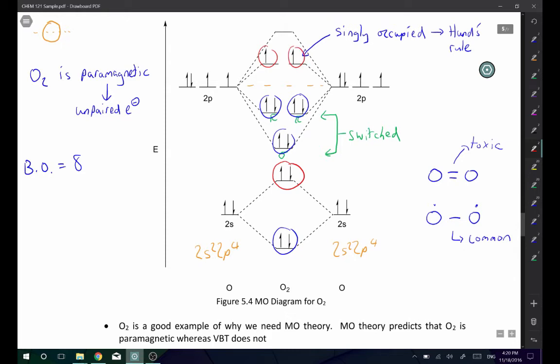So let's remind ourselves about what these orbitals are. This is sigma, this is sigma star, this is the pi star, and the pi star here, and lastly the sigma star up there. Back to bond order, it's 8 minus 4, divided by 2, so we have a bond order of 2.